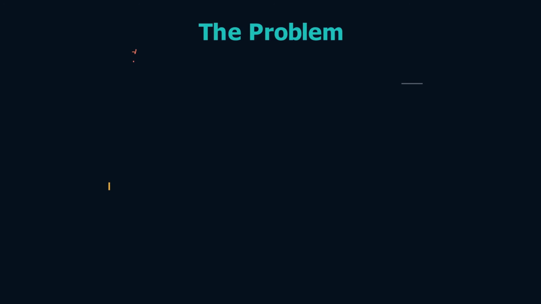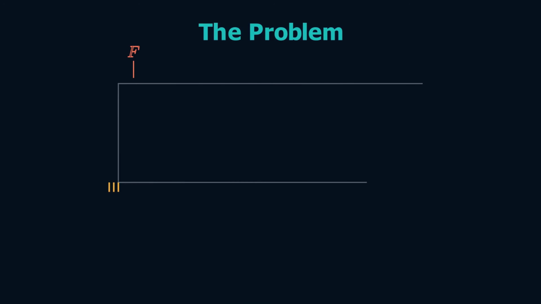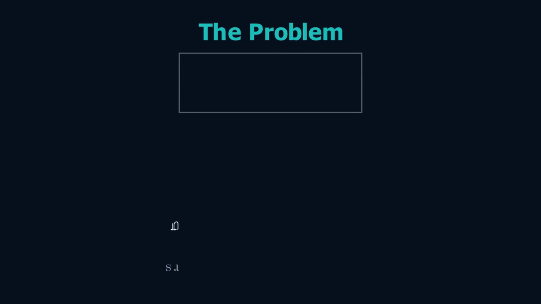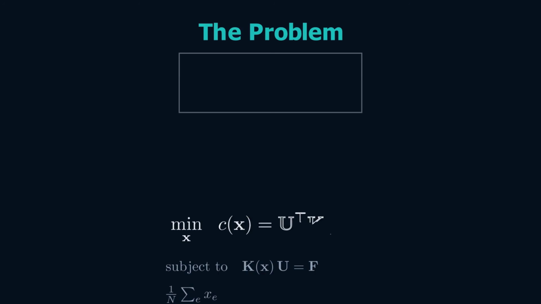A box, held at some supports, with a load pushing on it. Which parts should be solid, and which should be empty? We measure stiffness with compliance, C equals U transpose KU, the work the load does on the structure. Small compliance means a stiff structure, so we minimize it. Subject to two things: the structure must actually obey the physics, KU equals F, and we can only use so much material.